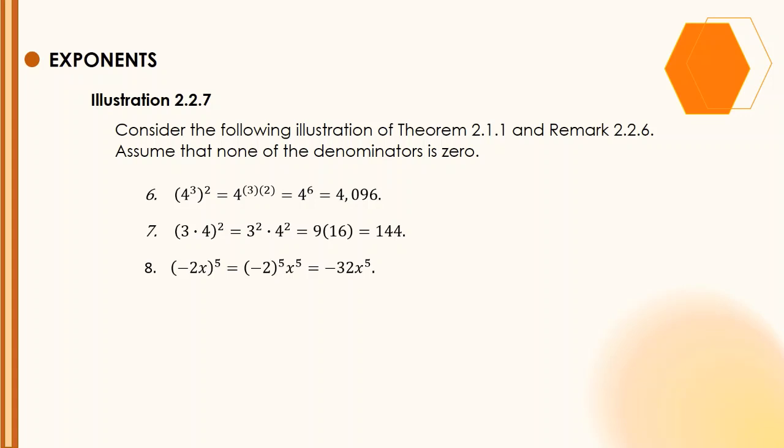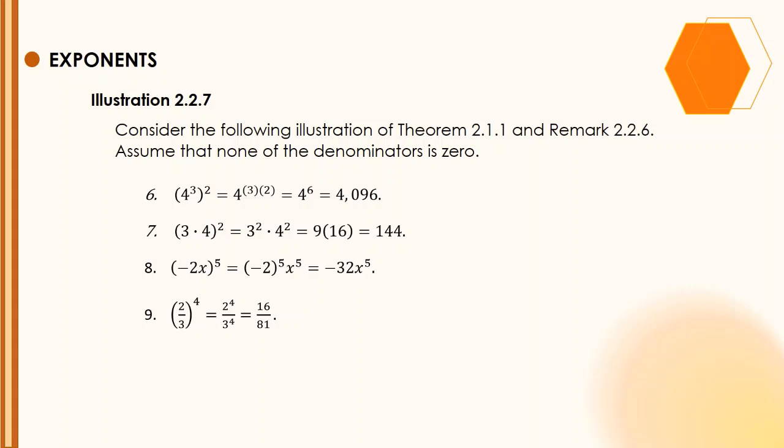Number 9 is (2 over 3) quantity to the power of 4. So, using raising a quotient to a power, we will have 2 to the power of 4 over 3 to the power of 4. And 2 to the power of 4 is equal to 16 and 3 to the power of 4 is equal to 81. So, we have 16 over 81.